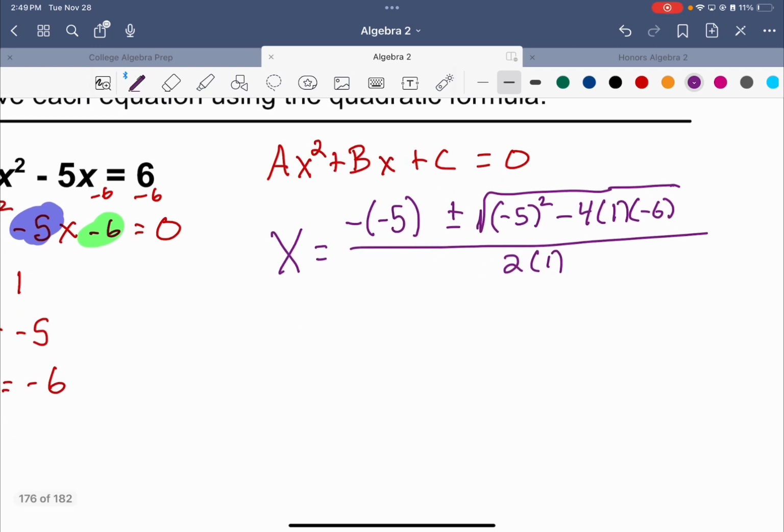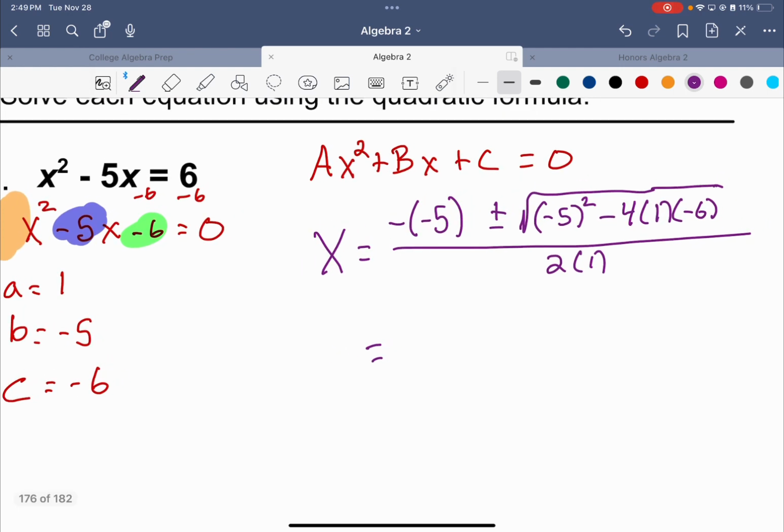Realistically, how are you going to write it? If I say the opposite of b, you look at your b value, and your b value is negative 5. The opposite of negative 5 is 5. Plus or minus the square root. You look at it and you say b is negative 5. Negative 5 times negative 5 is 25, so you make this a 25. This is where it gets a little bit confusing, and you have to be really careful.